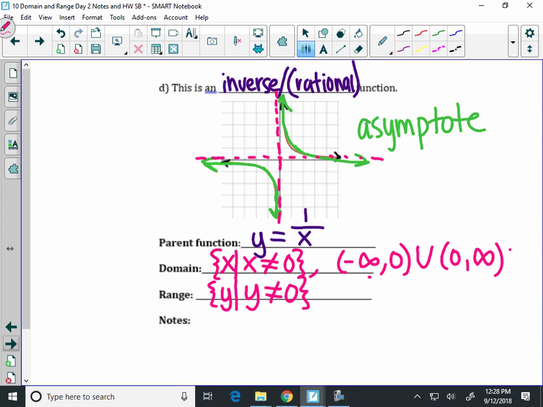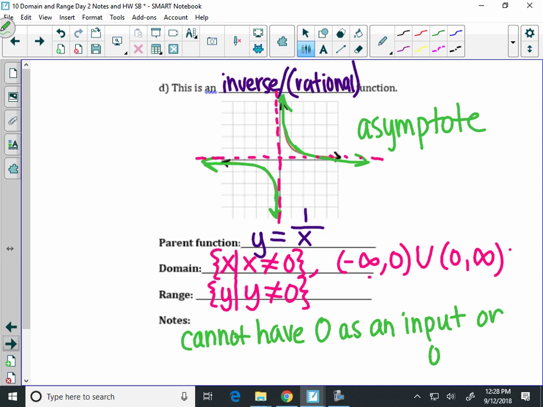Great, so it looks like you can get any positive number, any negative number, but you cannot have 0 as an input, I spelled it right that time, or output. I was careful. So you can have any number, but 0 just isn't working for these inverse rational functions here. So we can find the domain from graphs. That's not too hard. Let's flip our paper over once you get that written down.